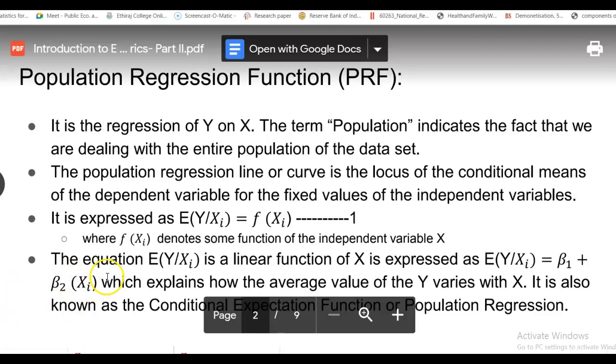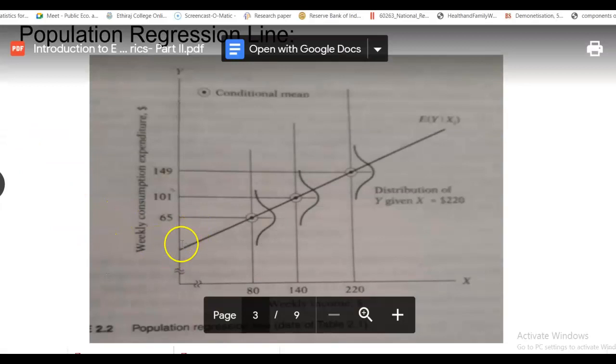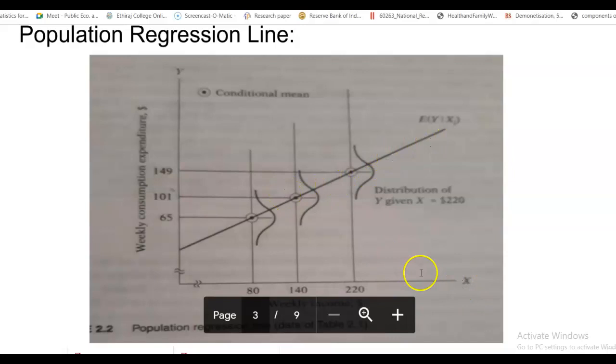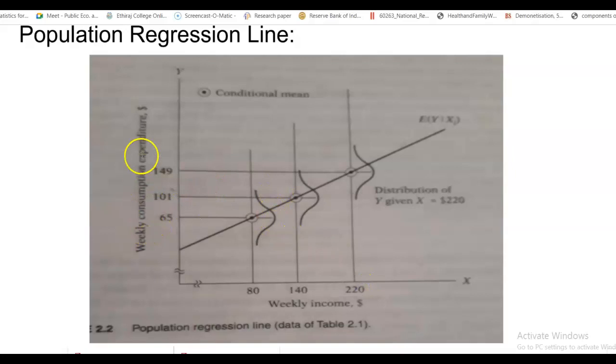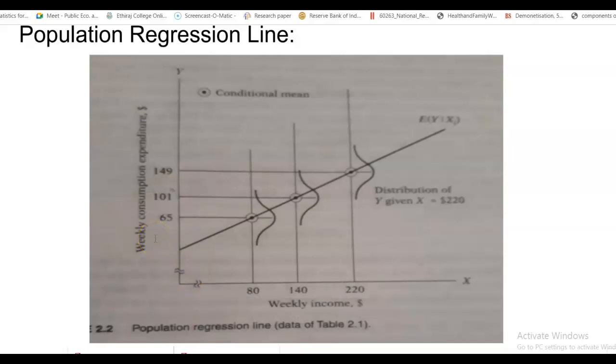You can check here, this is the regression line. What is measured here? On the x-axis we are measuring the weekly income. On the y-axis we are measuring the weekly consumption expenditure, measured in dollars. Now when you do the regression, you will get the value of an intercept. The point where the line starts is the intercept. This is your beta 1, or sometimes it is also called beta naught. Whatever the first parameter is, that is the intercept.